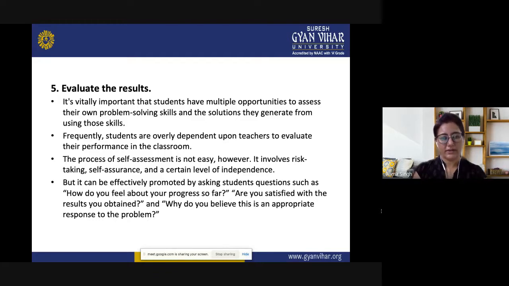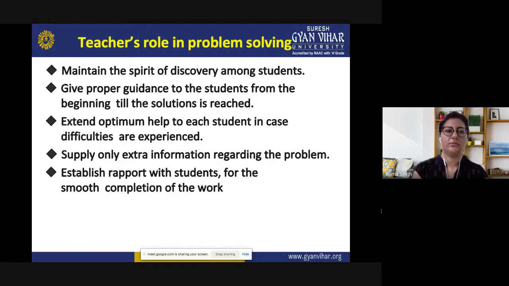So they must be ready, and should know what kind of progress they have made, what their weaknesses are, what their strengths are, whether they are satisfied with the work they have done, how they could have improved it, and what kind of appropriate solution they would suggest. So this is how the evaluation of results will be done, and the criteria will be selected by the teachers only.